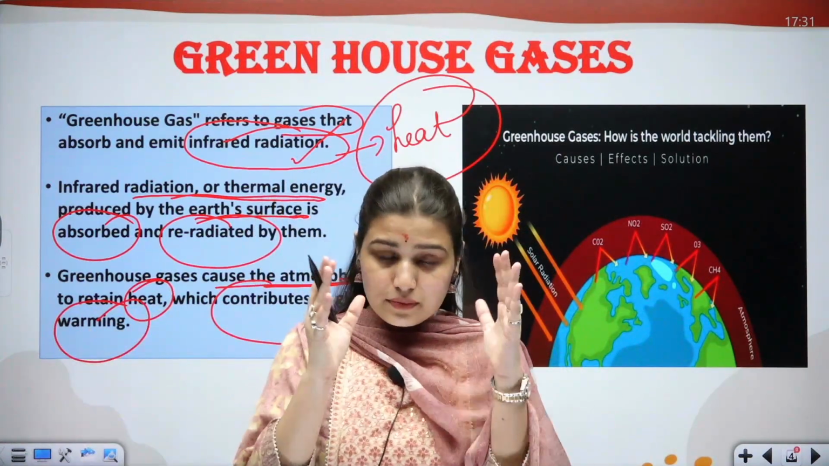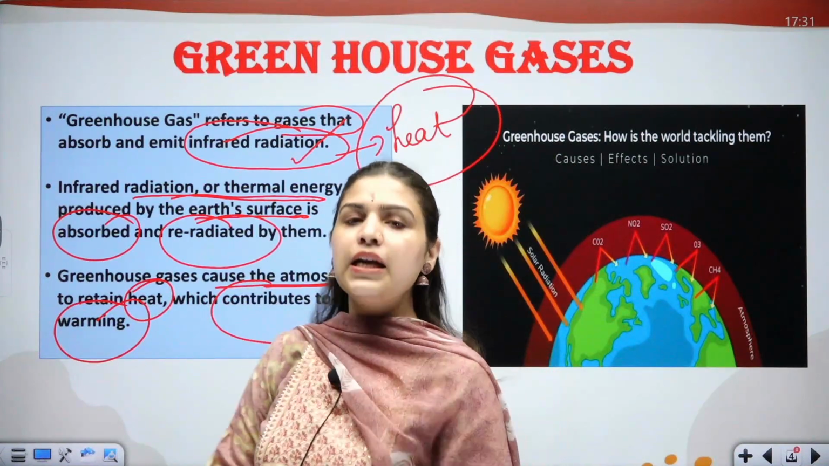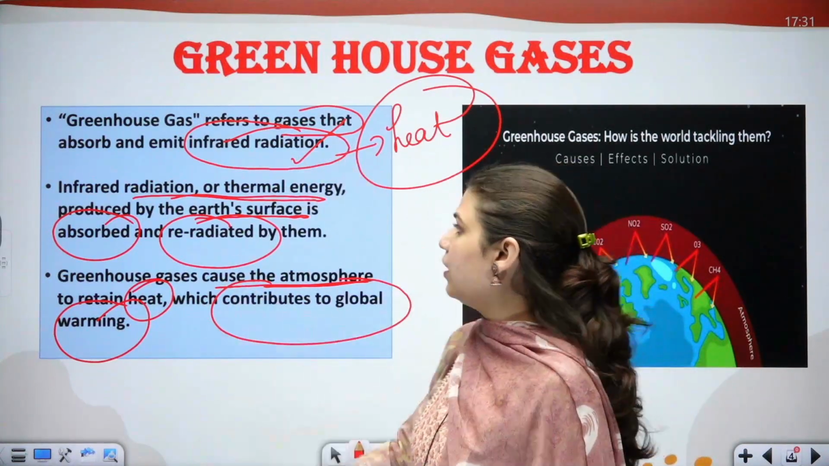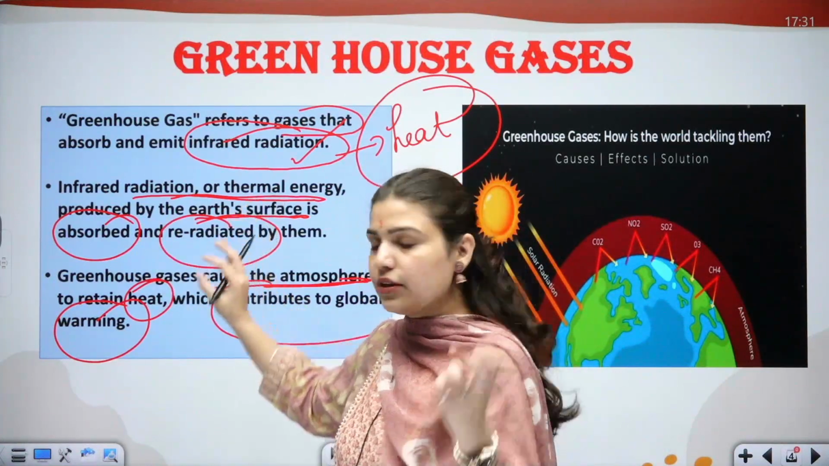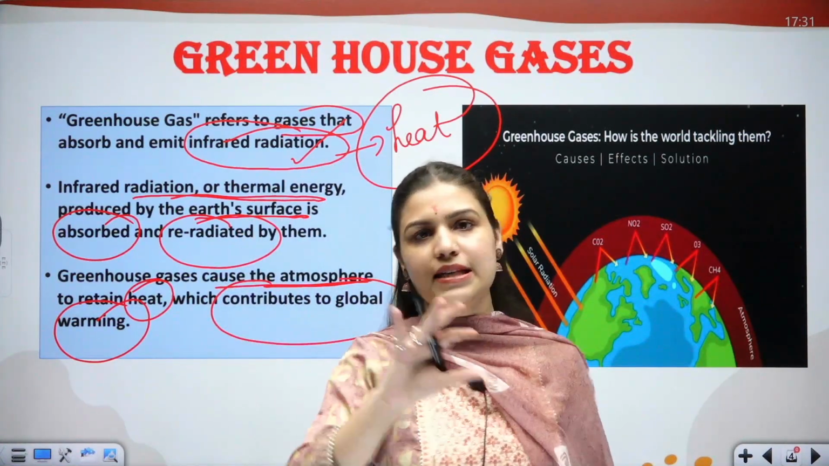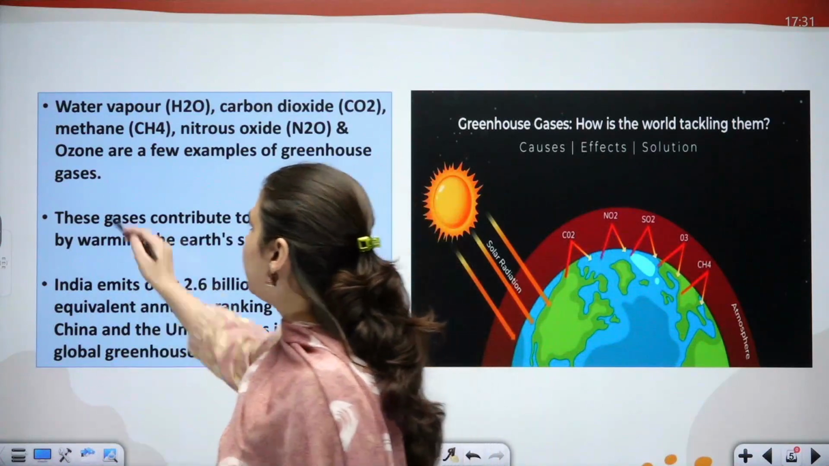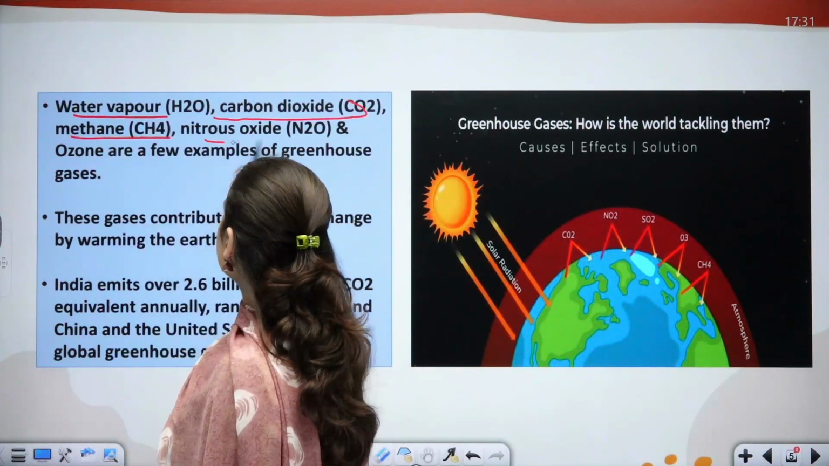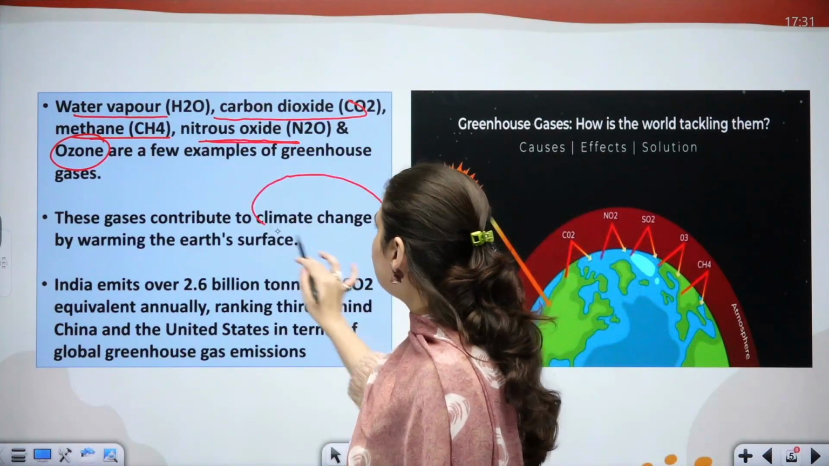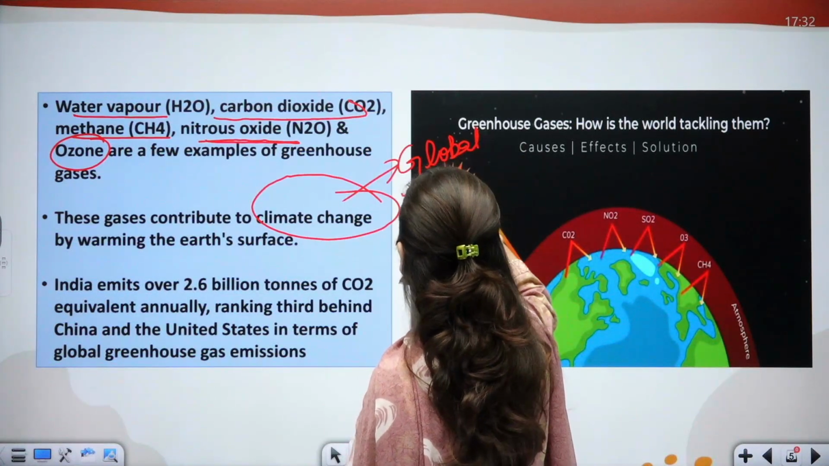Sometimes, when it exceeds the limits, it contributes to global warming as well. So let's summarize: greenhouse gases absorb and emit infrared radiation produced by the Earth's surface, absorbed and re-radiated, and they cause the atmosphere to retain heat, which also causes global warming. So this is the definition of greenhouse gases. Now there are different greenhouse gases. Some of them are water vapor, carbon dioxide, methane, nitrous oxide, and ozone as well. These are some of the prominent greenhouse gases and they contribute to climate change. How? They are leading to global warming. They are warming the Earth's surface.